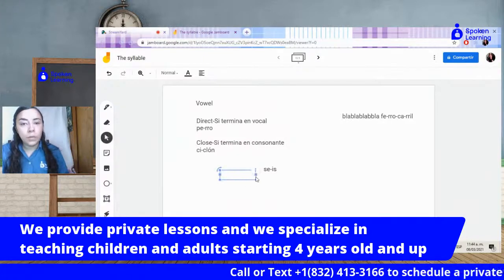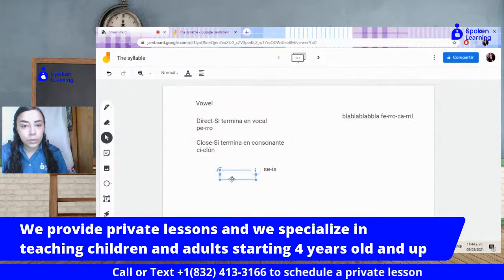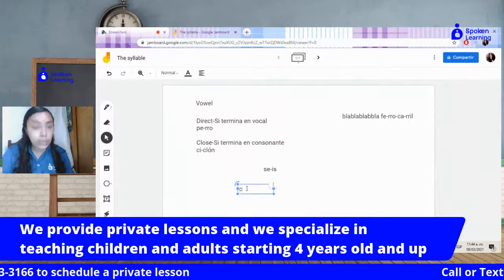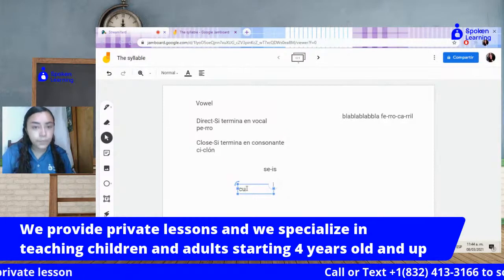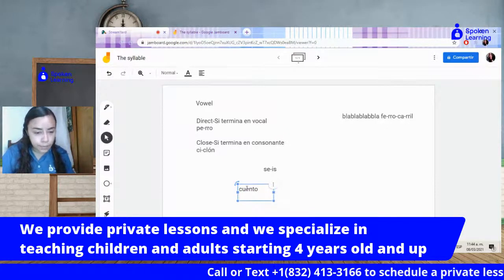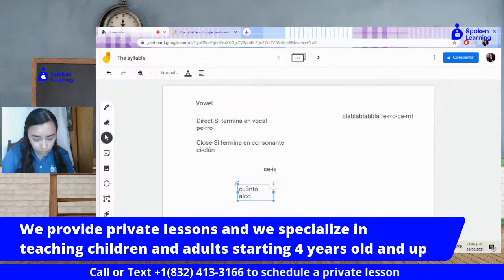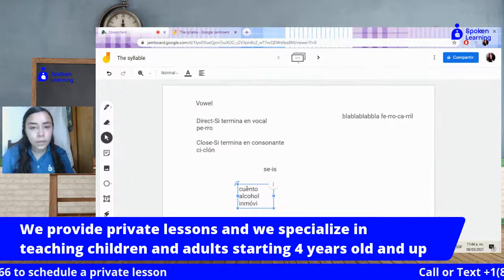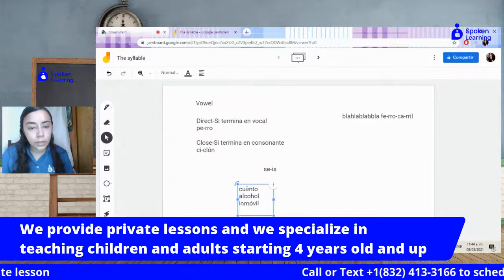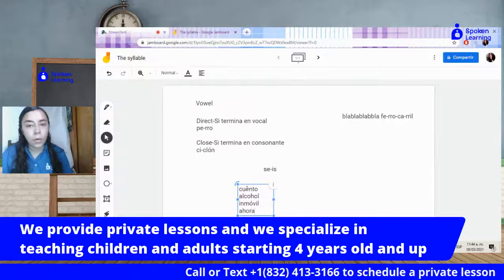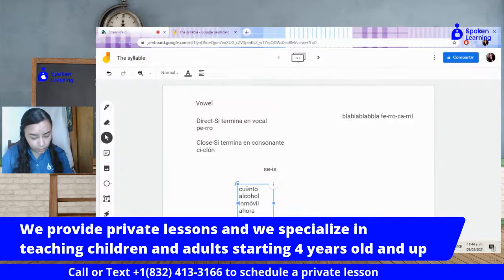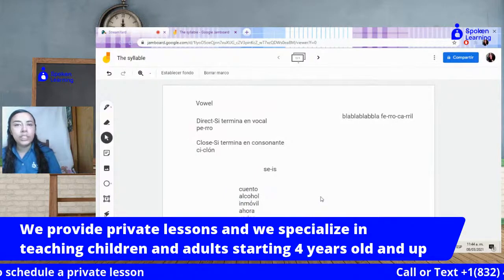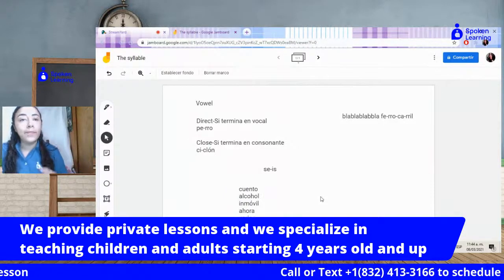Okay, so I have an exercise for you. You can divide these words and tell me in the comments how you did it. This one, cuento, alcohol, inmóvil, ahora, and the last one, varios. So go and try it. Divide these words in syllables and tell me how you did. Okay?